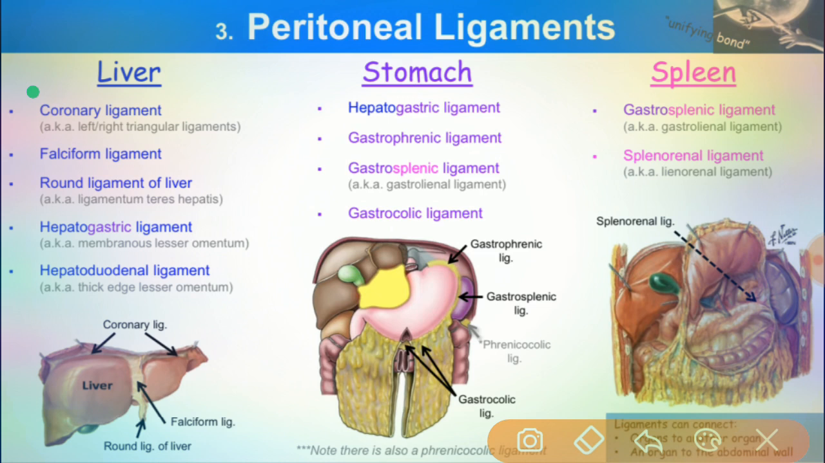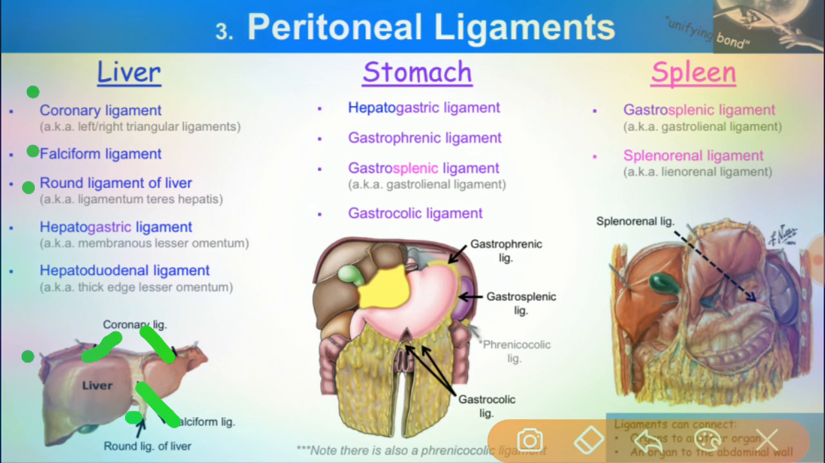Under the coronary ligament there will be the presence of the left and right triangular ligaments, and the second one is the falciform ligament. Third one is the round ligament of liver, under which the ligamentum teres hepatis will be present. Then the hepatogastric ligament, then the hepatoduodenal ligament. So this is the first peritoneal ligament group, that is, the liver: coronary ligaments, falciform ligament, round ligament of liver.